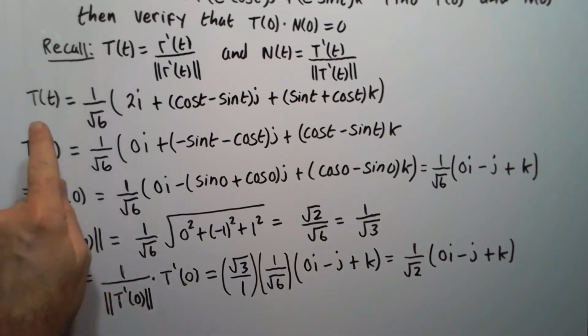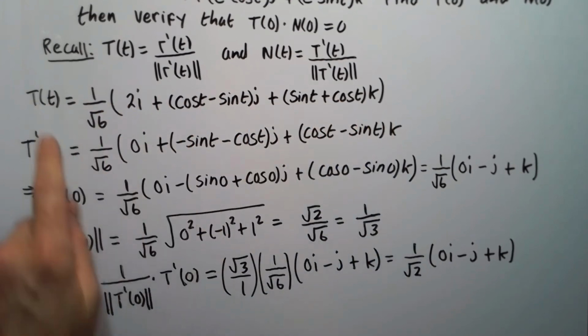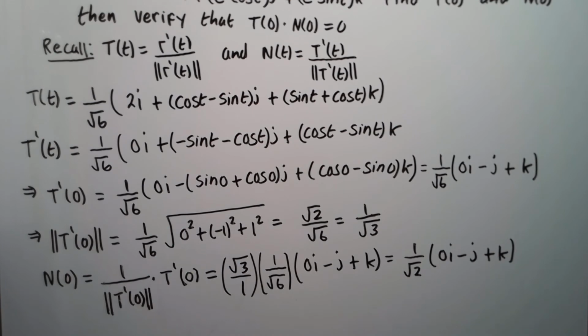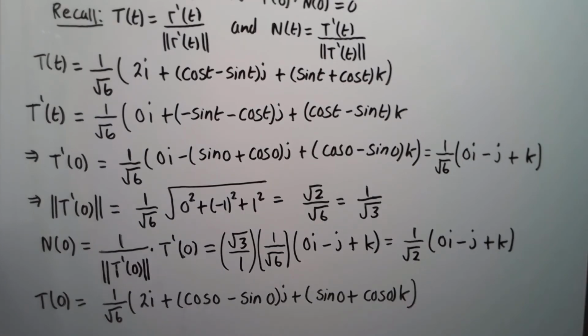Now let's find capital T of 0. Let's stick 0 in place of t up here. Okay, so my capital T is 0, putting 0 in place of t here and here. So cosine of 0 is 1, sine of 0 is 0. So plugging in here, we get this. So now lastly, we need to verify that the dot product of capital N of 0 and capital T of 0 is 0.